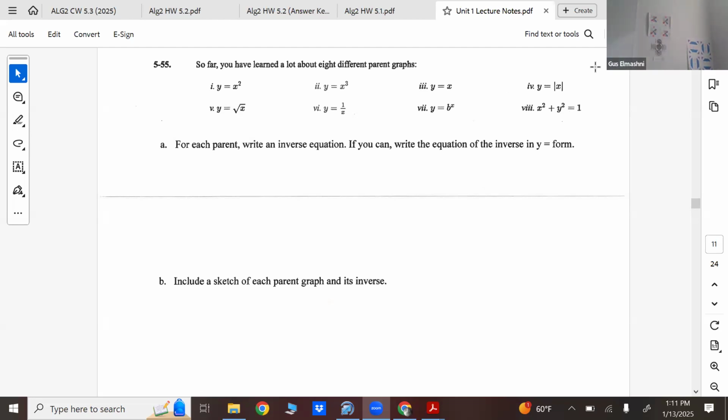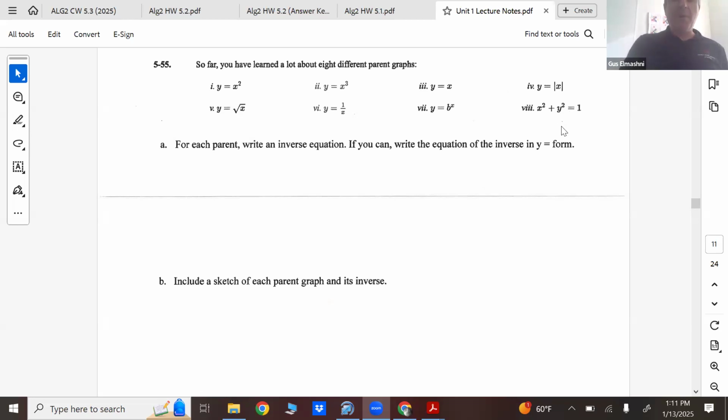We got 8 functions: x squared, x cubed, x, absolute value, root x, cube root of x, e to the x, which is exponential, which you're going to focus a lot on today, and then a circle: x squared plus y squared equals 1. When you're asked to find the inverse, you're simply switching x and y and solving for y. That's all you do.